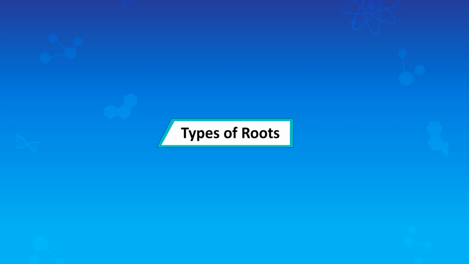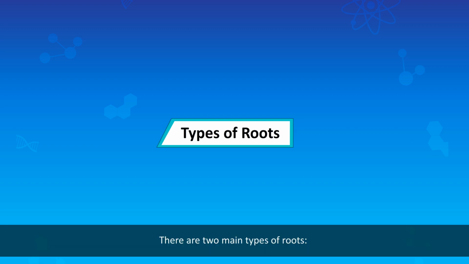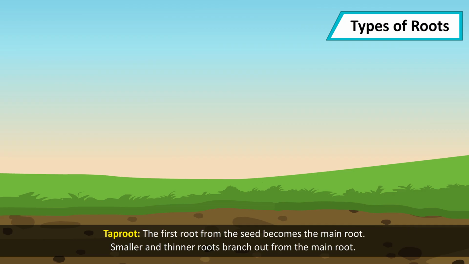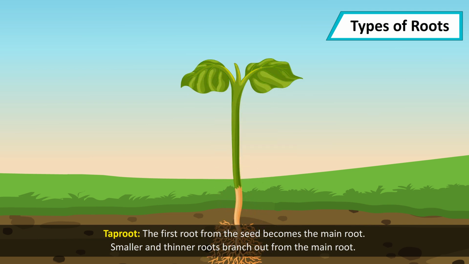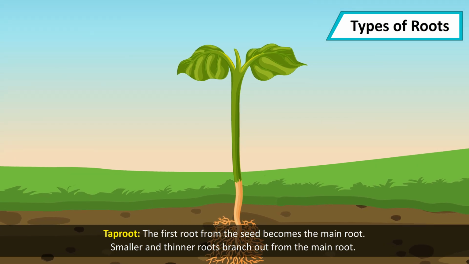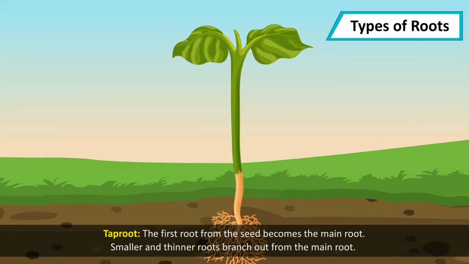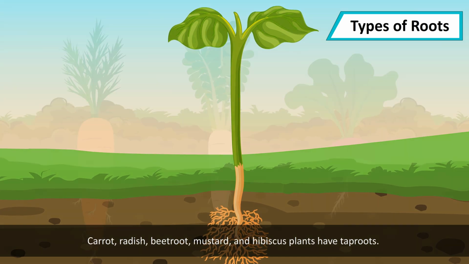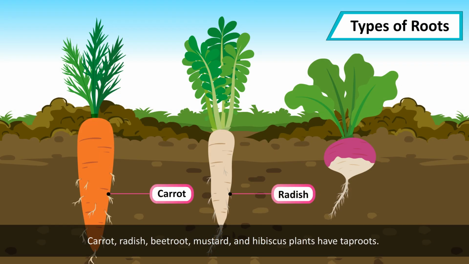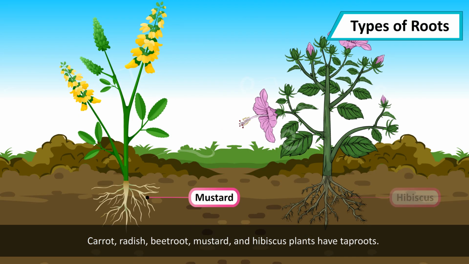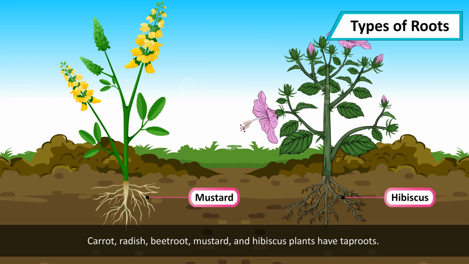Types of roots. There are two main types of roots. Taproot. The first root from the seed becomes the main root. Smaller and thinner roots branch out from the main root. Carrot, radish, beetroot, mustard, and hibiscus plants have tap roots.